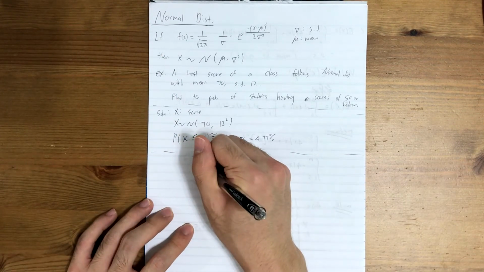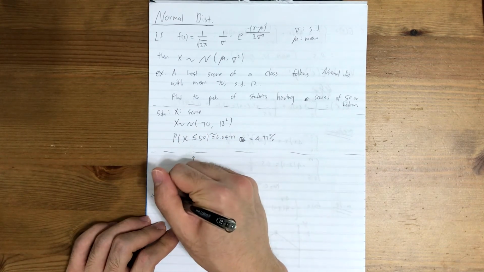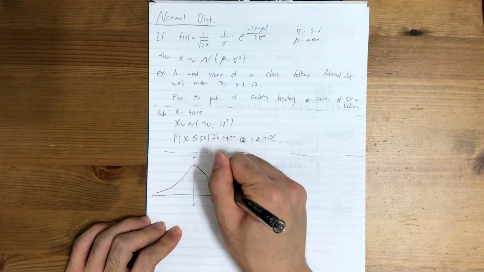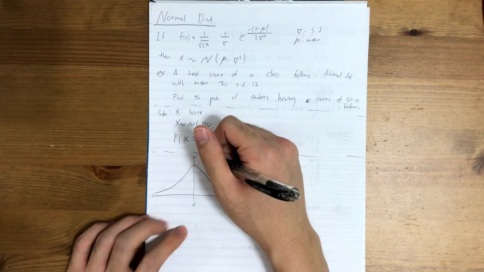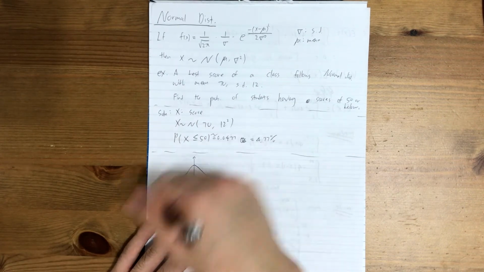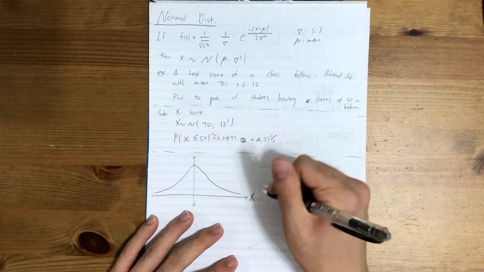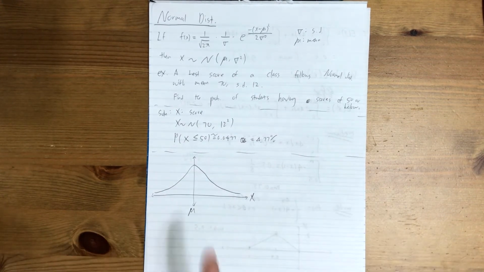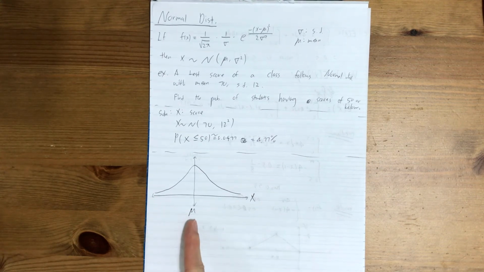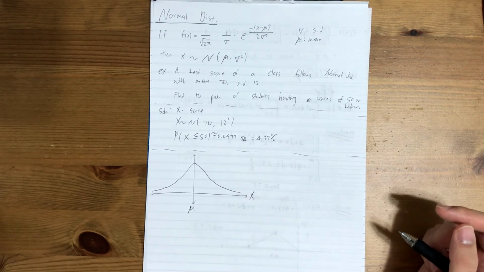So it looks like this, and for those students who take physics, it looks like an intensity graph, right? Anyway, that's what it looks like, and this is where the mean is. You can see that the mean, median, and mode for a normal distribution are always the same. That's one of the properties of the normal distribution.